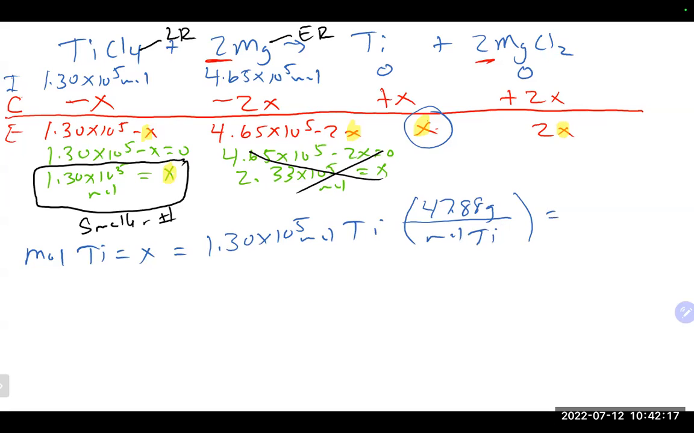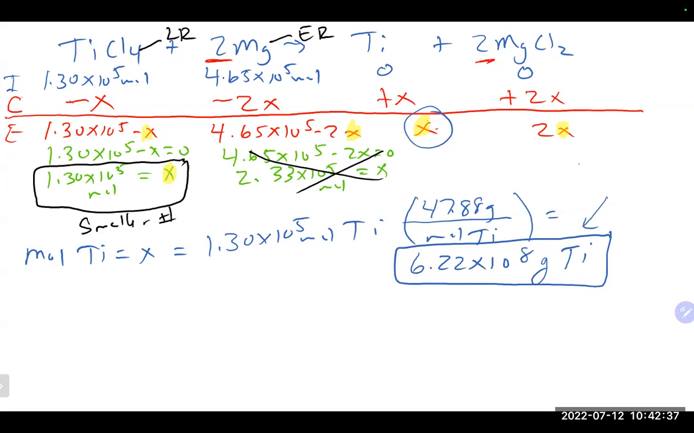And that would get us 6.22 times 10 to the 6 grams of Ti. This would be our theoretical yield, right? Any questions up to there?